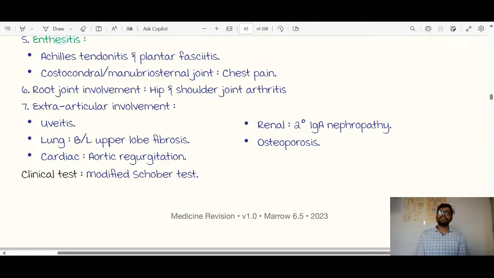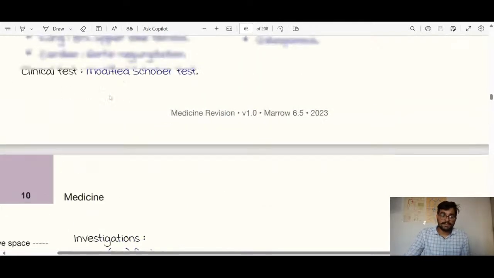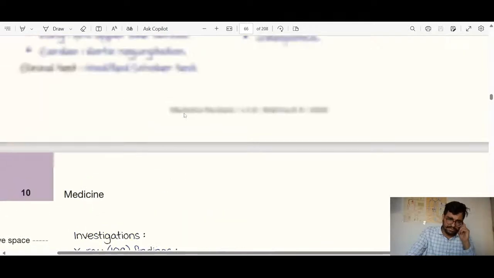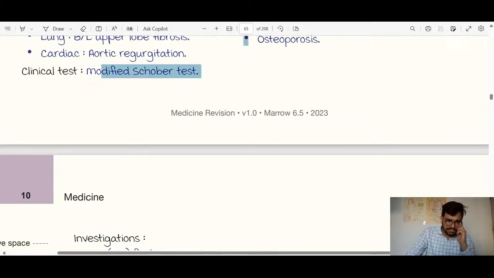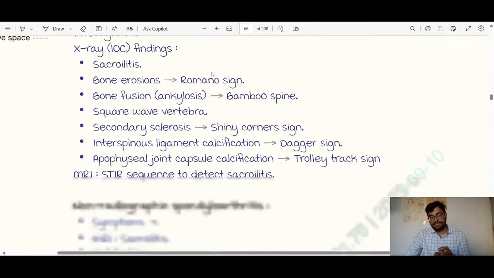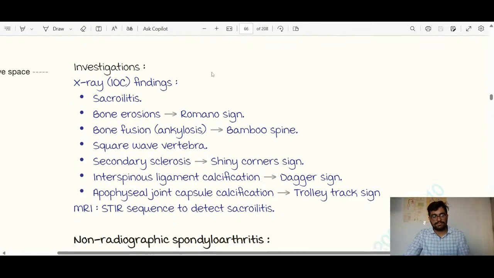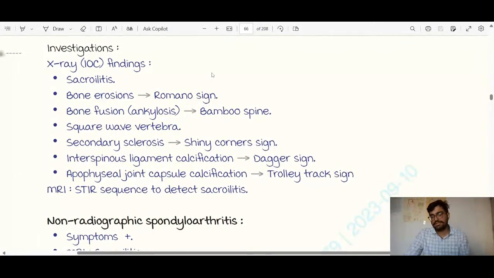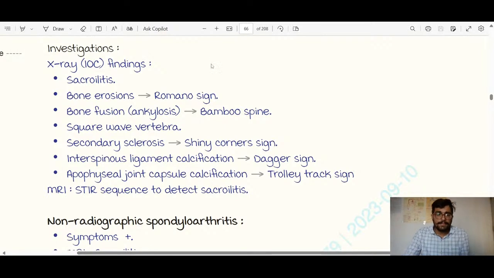For lung, bilateral upper lobe fibrosis; for cardiac, aortic regurgitation; for renal, secondary IgA nephropathy; and osteoporosis. The clinical tests we will do are the modified Schober test and the Cover test. This is one diagrammatic review. I will cover the Schober test in the orthopedic video, but we are not reading orthopedics now. We are reading medicine, so we have to focus only on what is given here. Now we have reached the investigation of the disease.